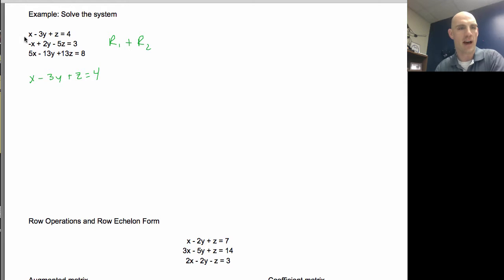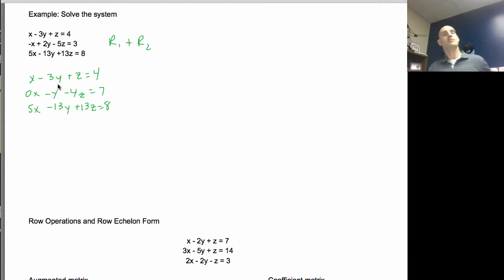And then when I add that, I'm going to have 0x. Negative 3 plus 2y would be minus y. And I'm going to have z minus 5z, so minus 4z equals 4 plus 3, which is 7. The last line stays the same, 5x minus 13y plus 13z equals 8. Okay, got to eliminate x from that bottom row.